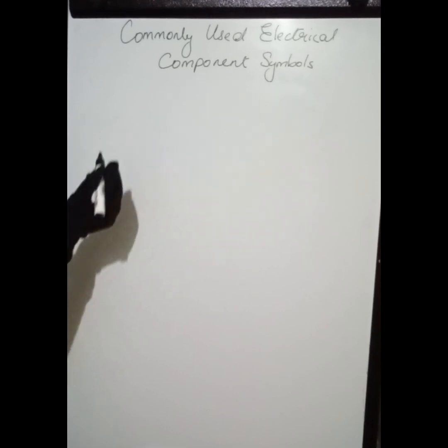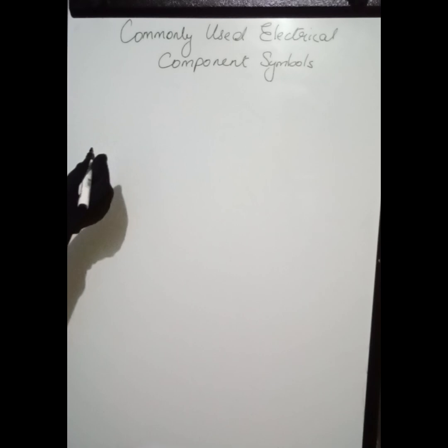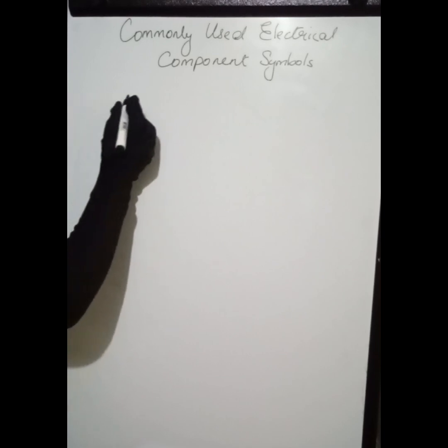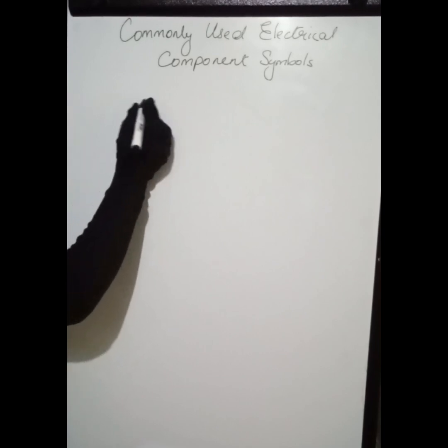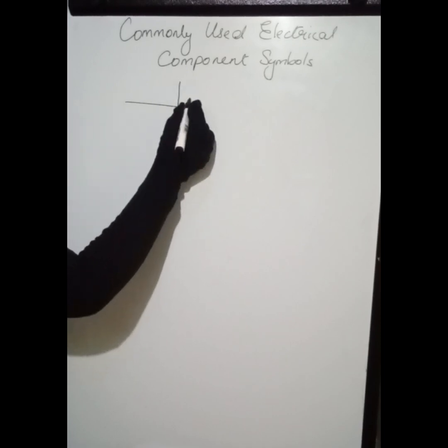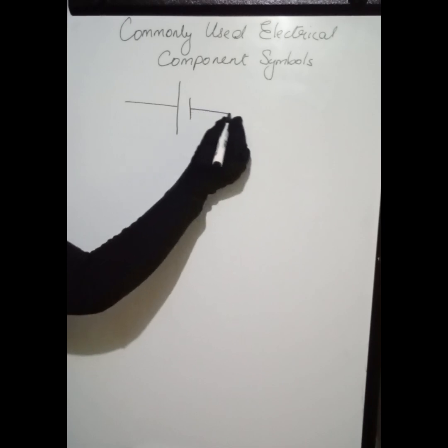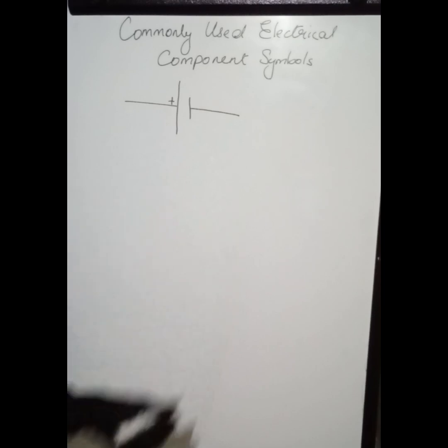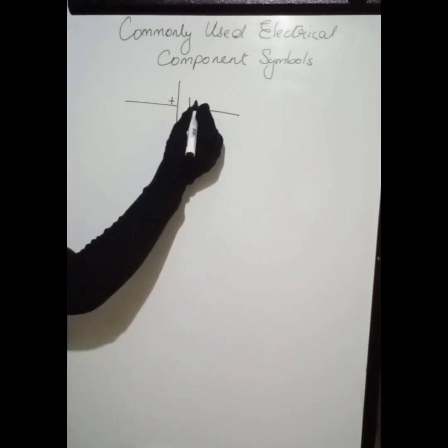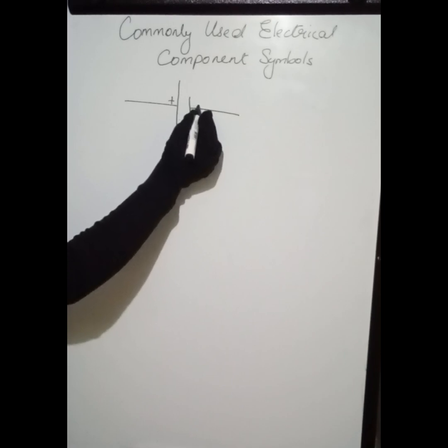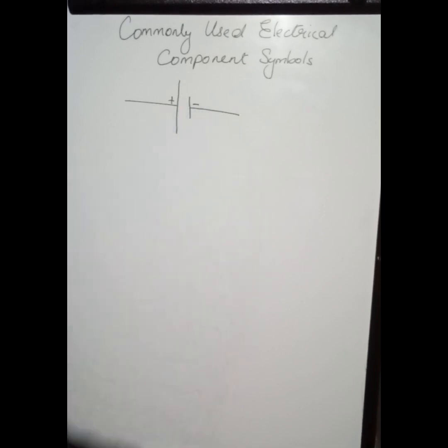So, how do you represent a cell when you're drawing a diagram of an electrical circuit? You represent a cell like this: a sleeping line, the long standing line, then a short standing line, then a sleeping line. The long standing line represents the positive end of your cell, whereas the short standing line represents the negative side of your cell.